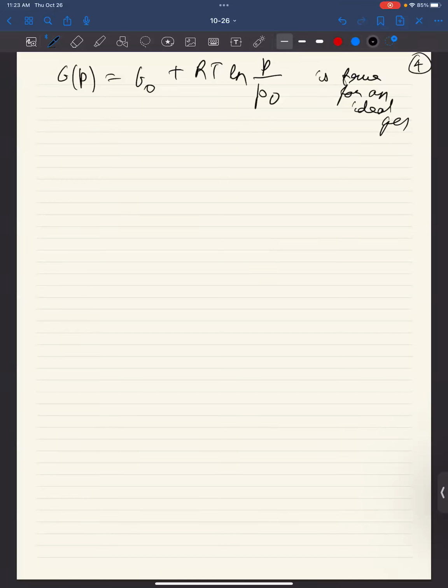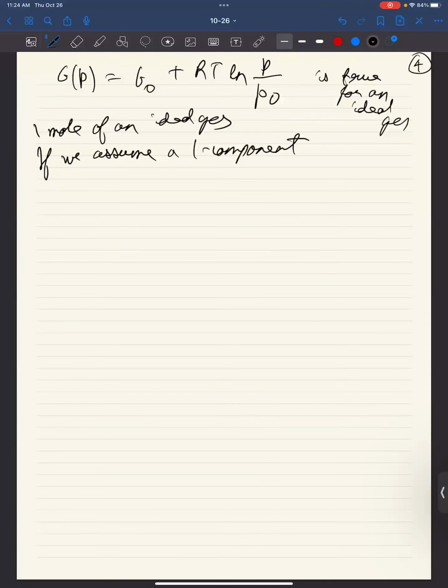Before we go to non-ideal, I want to do something more with this equation. Remember, we are talking about one mole of an ideal gas. So assume a one component system, just one mole of a one component ideal gas. At the beginning of this class, I wrote down G is equal to mu one N one plus mu two N two plus dot, dot, dot, and this is true for non-ideal also.